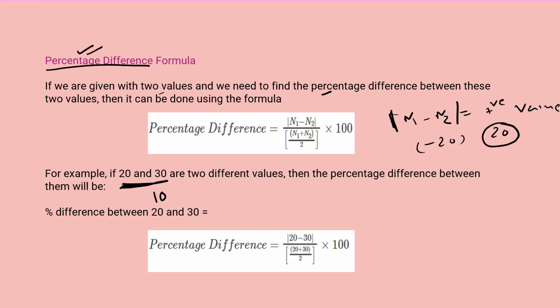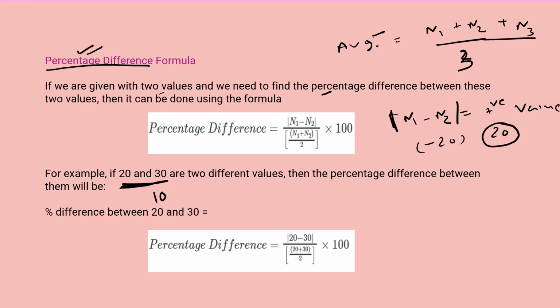And we are going to divide it by the average of the numbers. And the average of the numbers, how do we calculate? Average, we basically add them together and then divide. If there are three numbers, we will add the three and then divide by 3 instead of 2. So this is how we calculate the average of numbers. We will divide by the average and then multiply by 100.